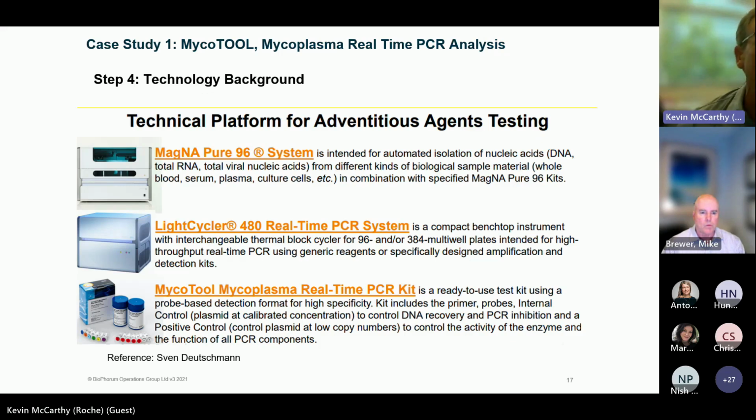And these are the instruments. This is the system at a high level. The first one is the Mycopure 96. The second instrument is the LightCycler 480.